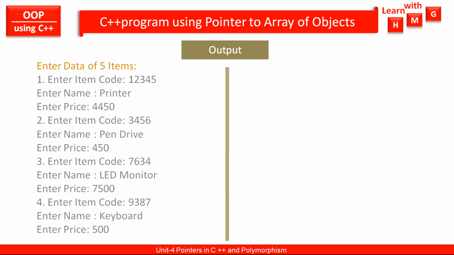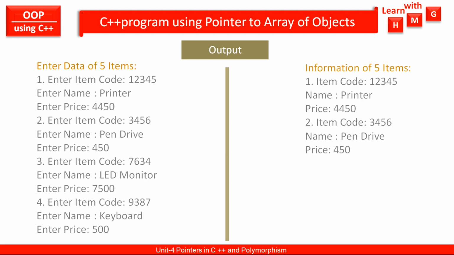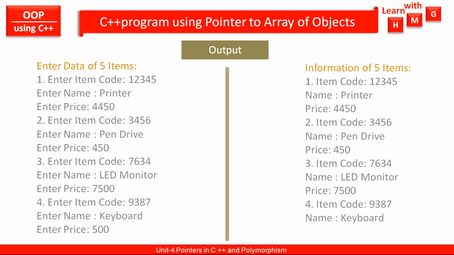5 items you can enter here because there are 5 items, and the output will be displayed here on the right side. Item number 1, that is printer, item number 2, that is pen drive, item number 3, that is LED monitor, item number 4, keyboard, and so on, item number 5. So like this, this program will run for 5 items using an array of objects and pointer 2 pointing to the array of objects. Let us hope you have understood this concept of pointer pointing to an array of objects, and how to create an array of objects using pointer and new operator, how to call the member functions, and how to write a complete program using pointer to array of objects.